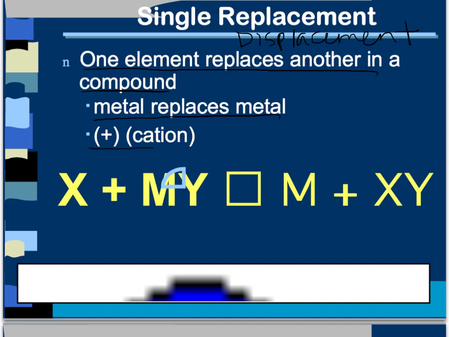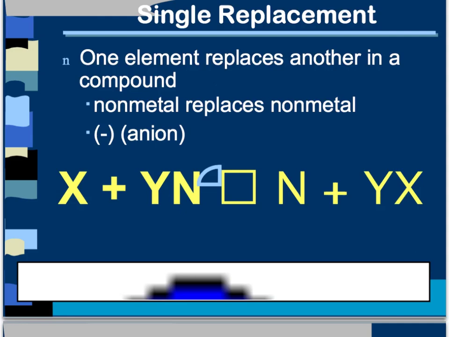So remember, the metal is considered a cation. So this is our metal, okay? This is the thing that's going to be replacing this. And on this side of the reaction, you can see that the M is lonely now, and the X has hooked up with Y. I mentioned that we also can have it where a non-metal replaces a non-metal, and usually these are halogens, although not always. So again, we can have the anion displacing the other anion.